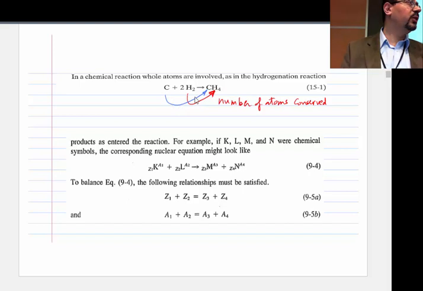So then what is conserved in a nuclear reaction so that we can complete the equation and find out what's the product? What's going to be conserved is the number of positive charge, the protons, which is written here, and the total number, the atomic mass, which is the neutron plus the protons. So those are the ones that will be conserved.